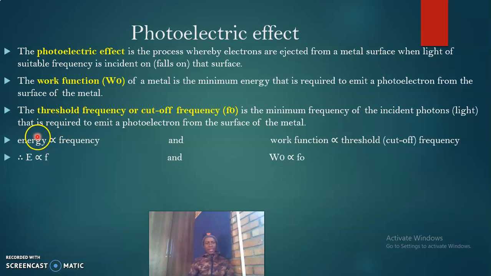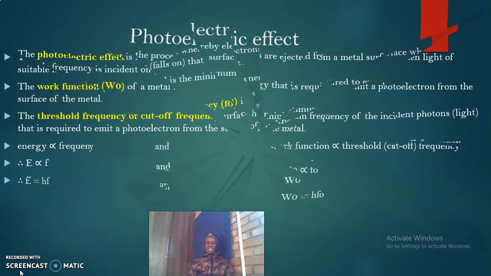Energy is represented by E, frequency by f, work function by W naught, threshold frequency by f naught. When the frequency of light increases, energy increases. When frequency decreases, energy decreases. On the other side, when the cut off frequency decreases, the work function decreases, and when it increases, the work function increases.